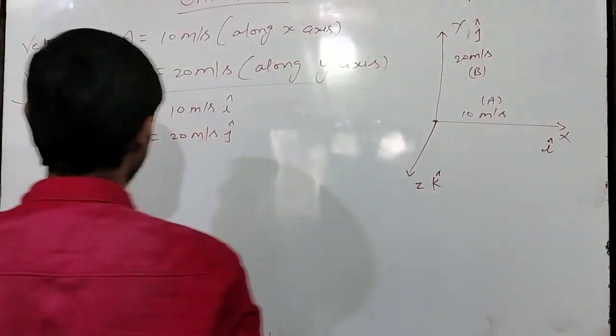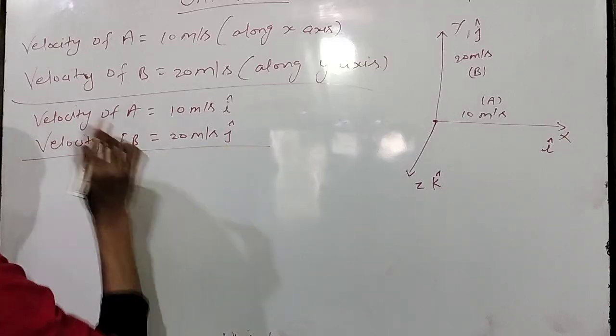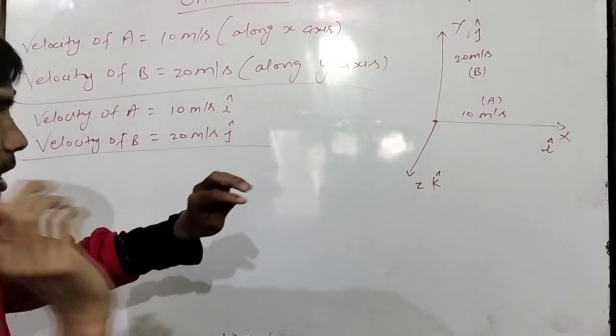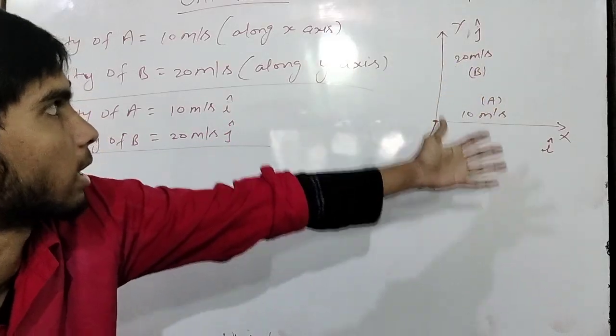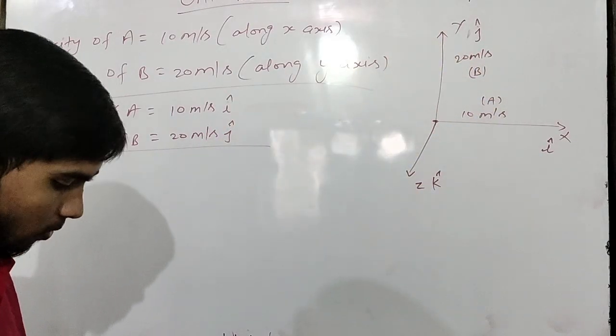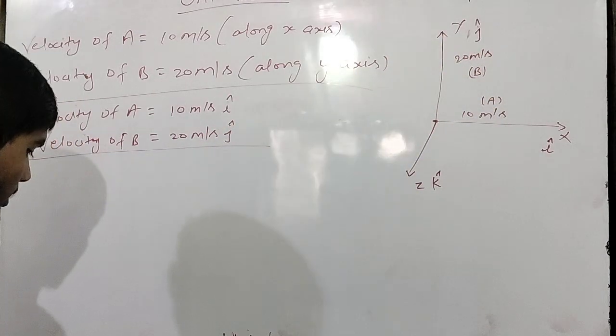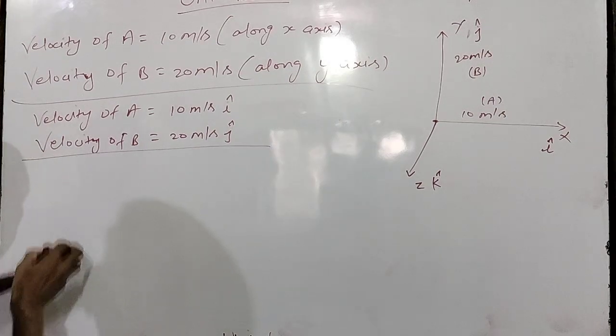Now, look over here. This is complete. This was a little example just to understand i cap, j cap, k cap. I can say more about this.